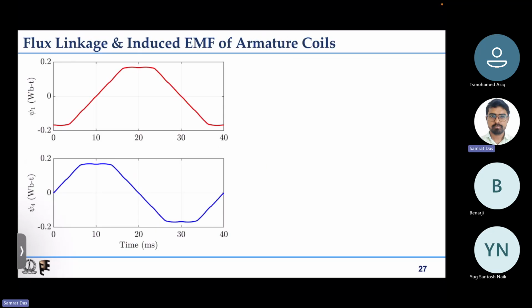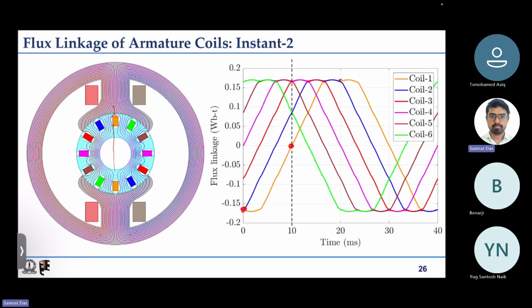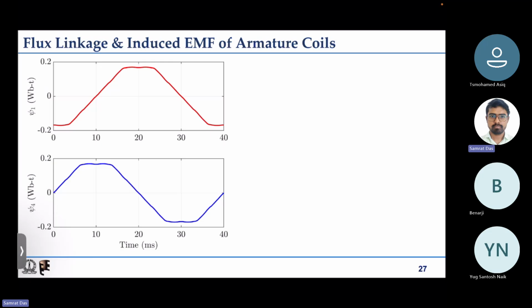And flux linkage and induced EMF of two different coils are shifted because they are shifted in geometry. So say the orange coil and the pink one, they are shifted by 90 degrees mechanical. So the induced EMFs or the flux linkages are also phase shifted from each other by 90 degrees, because it's a case of a two pole machine.